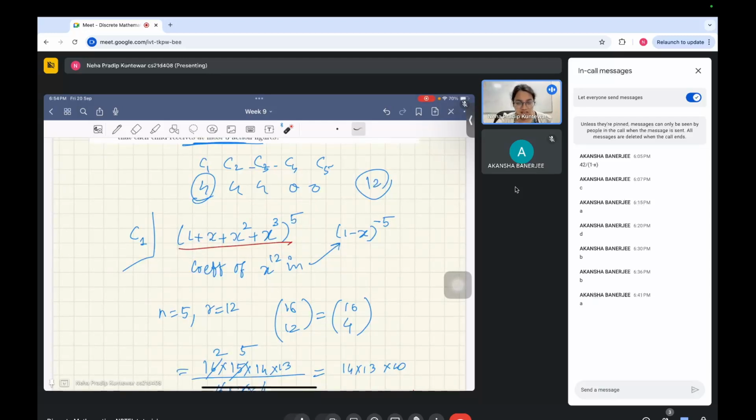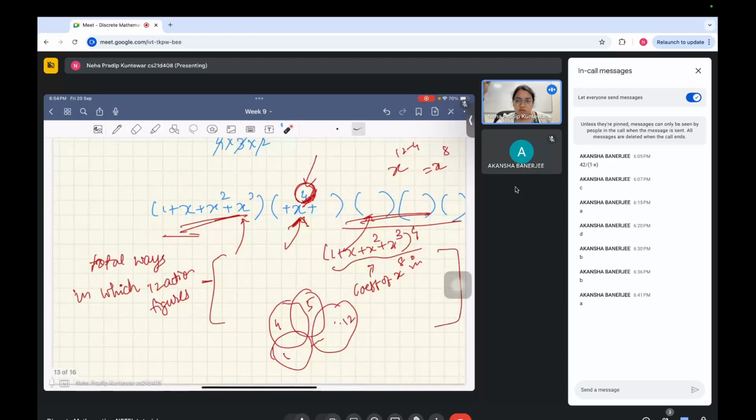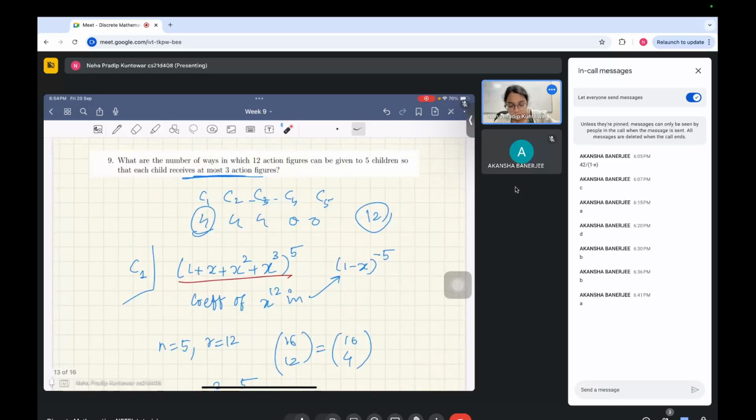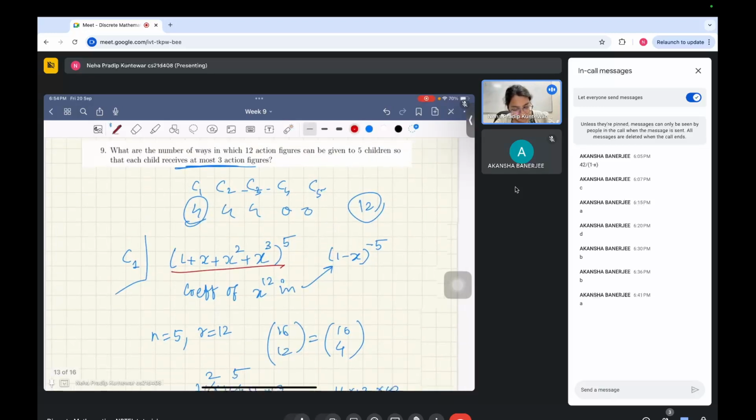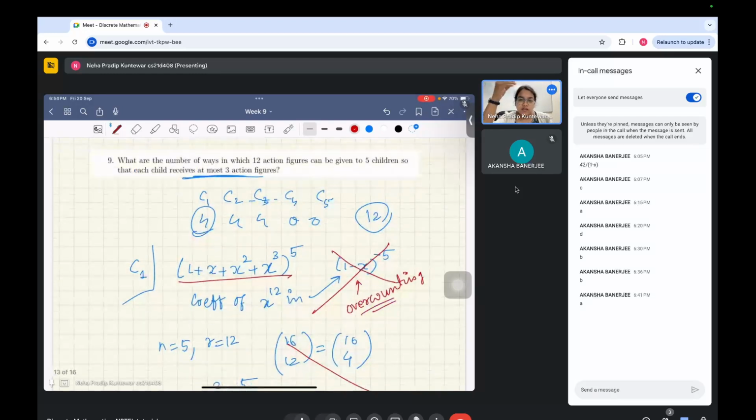like you said, expand this out and then look at the coefficient of x to the 12. That would be simpler than doing this overcounting business. But good for pointing this out. So maybe I'll say this is not correct because there is some overcounting that happens. So that is one way.